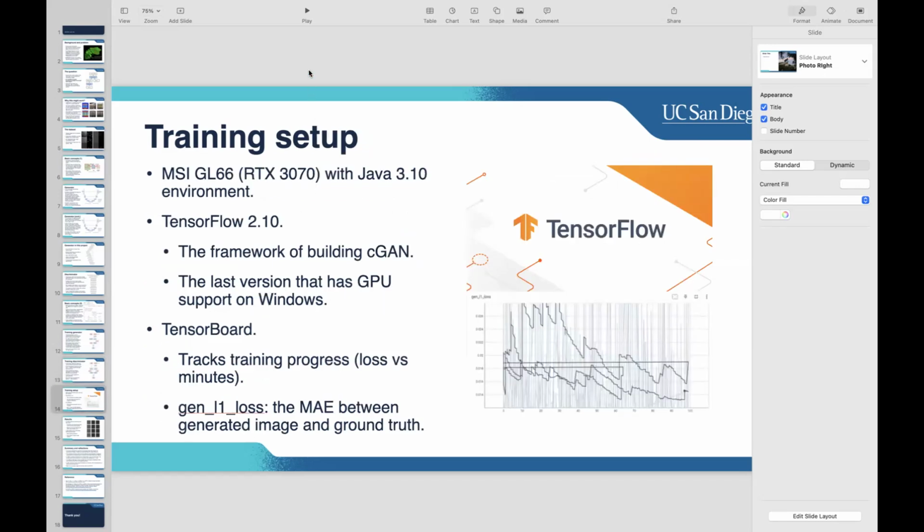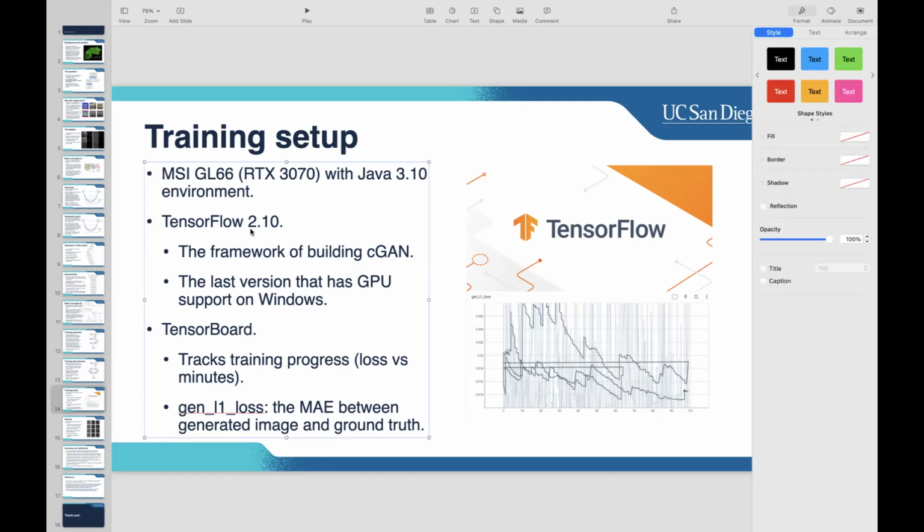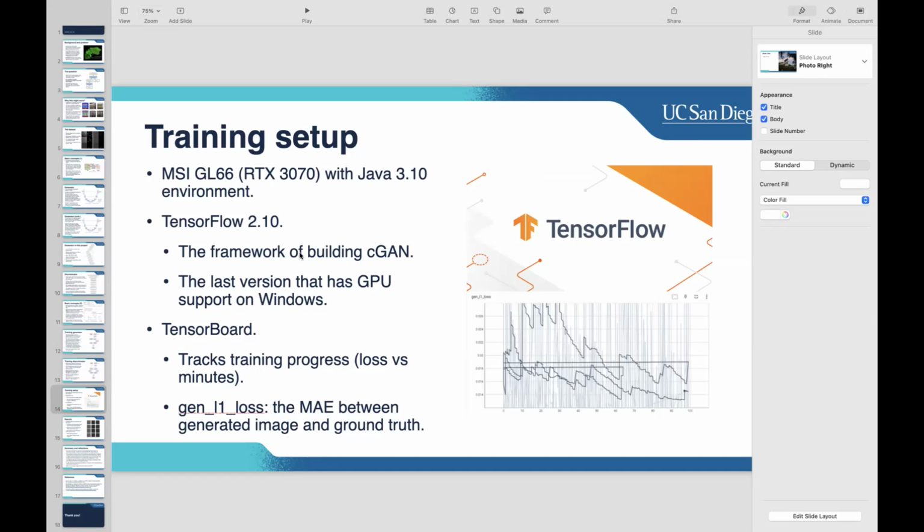And before I show you the training result, this is basically my training setup. I'm using my own gaming laptop with Java 3.0, and I'm running TensorFlow 2.0 because this is the last version that has the GPU support on Windows. I tried to install Linux on Windows, but I couldn't figure out how. So I can only use this a little bit old TensorFlow version. I think this was released back in 2023, so it's not that old, I think.